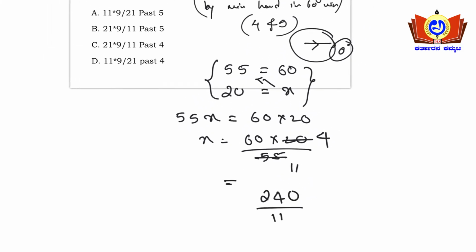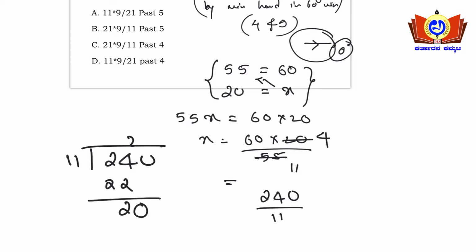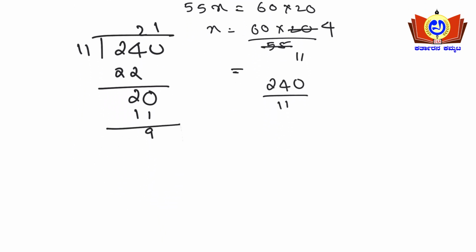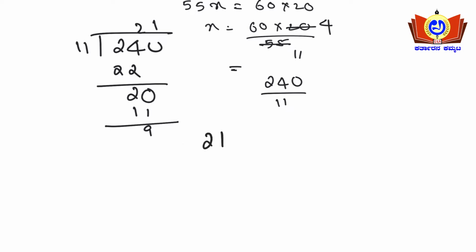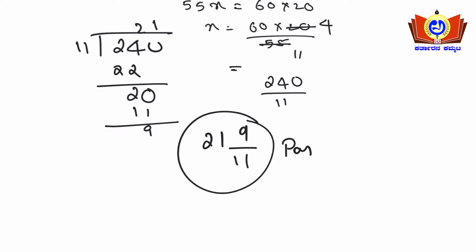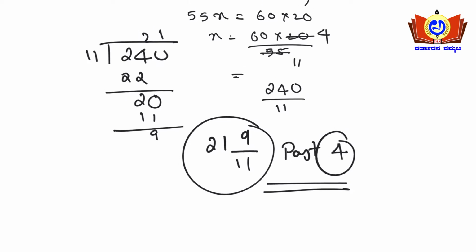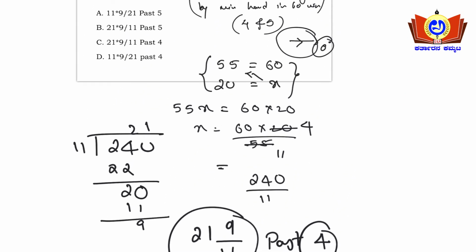240 by 11. 11 2 times 22, so 2 will be remaining, so 20. 11 1 times is 11, so 9. This can be written as 21 9 by 11. It is past 4 because the time is between 4 and 5. So 21 9 by 11 past 4 is the answer. So option C is the right answer. Moving on to the next question.